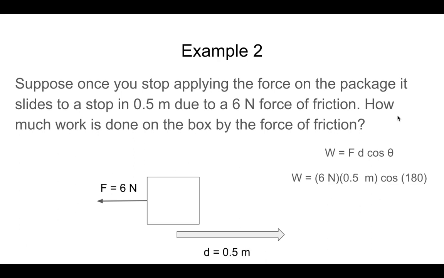We get 6 newtons times 0.5 meters times the cosine of 180. Cosine of 180 is actually -1. So we end up getting the work done is -3 joules, which makes sense because if we have friction involved here, it's slowing to a stop, right? We're losing kinetic energy, and therefore negative work has to be done on that package.